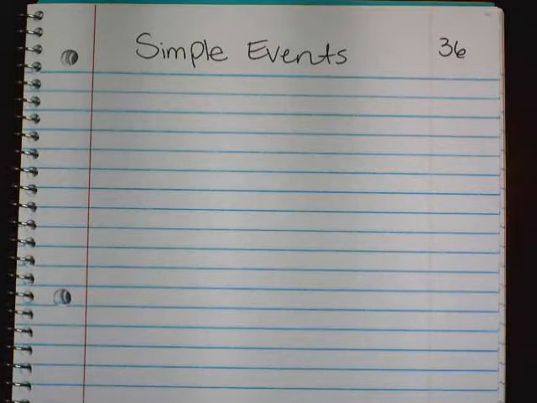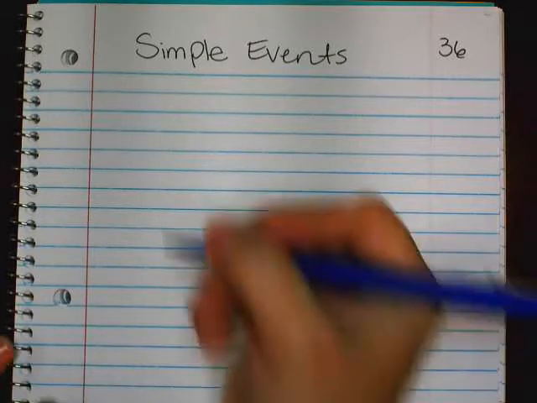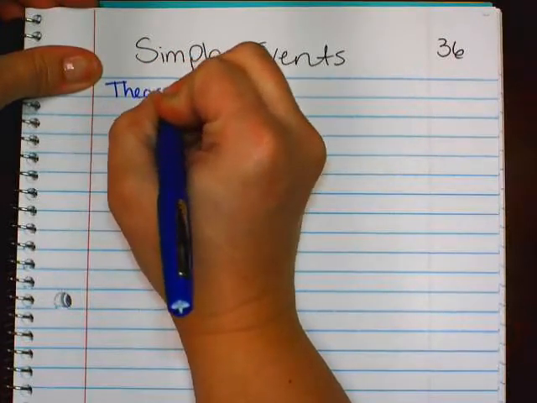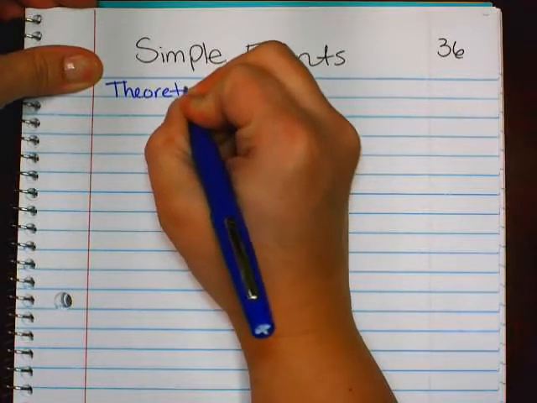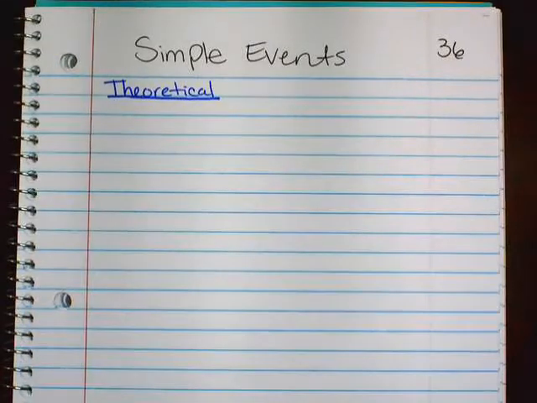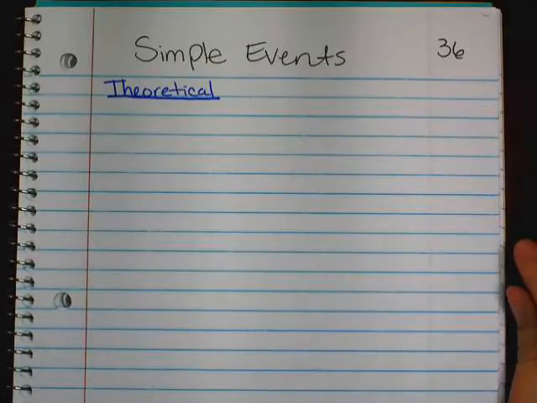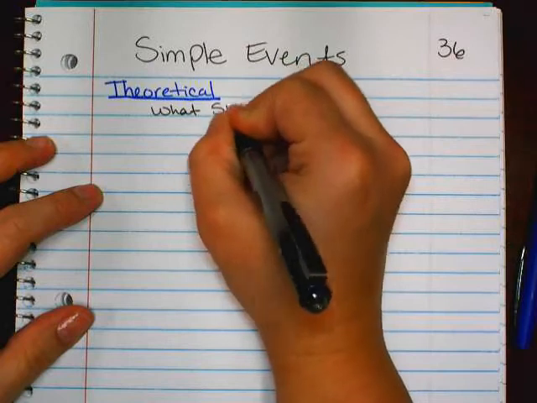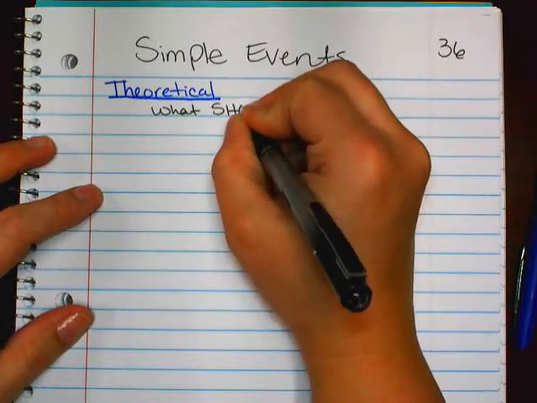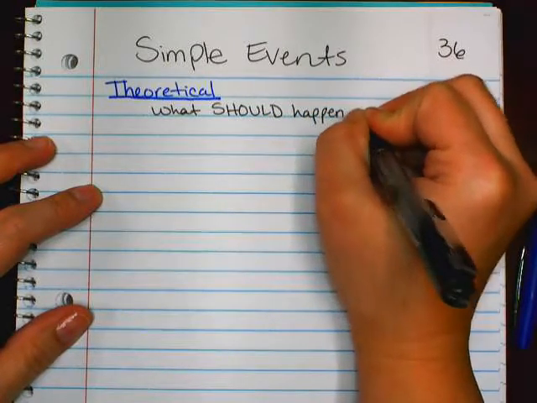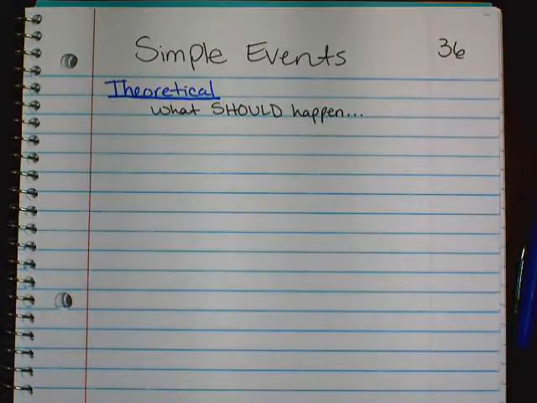So we have two words that we need to define. We have theoretical and experimental. Define both of them. So the first one I always like to define is theoretical. I'm going to go ahead and underline this because we're doing a definition, so I like that to be nice and clear. Theoretical. Now, theoretical is what should, make sure you write should all in capital. Okay, it's what should happen.